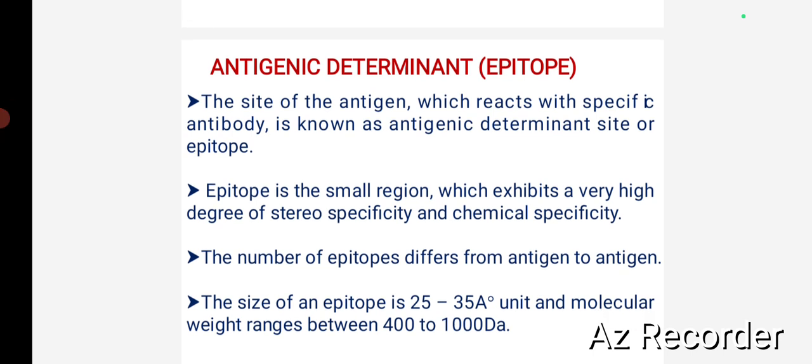The site of antigen which reacts with specific antibody is known as antigenic determinant site or epitope. Epitope is a small region which exhibits a very high degree of stereospecificity and also chemical specificity. The number of epitopes differs from antigen to antigen. The size of an epitope is 25 to 35 angstrom units and the molecular weight ranges between 400 to 1000 Dalton.